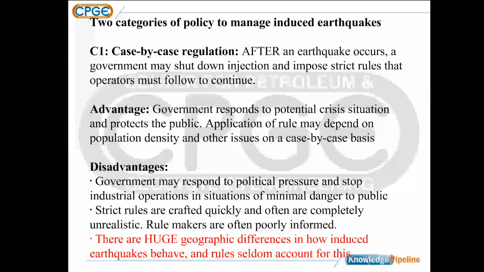The disadvantage is that often governments respond to political pressure and they may stop an industrial operation in situations of minimal danger to the public. The rules are sometimes crafted quickly and often are completely unrealistic. Rule makers are sometimes poorly informed and they have very low tolerance for earthquakes. And finally, there are huge geographic differences in how induced earthquakes behave, and the rules seldom account for this.